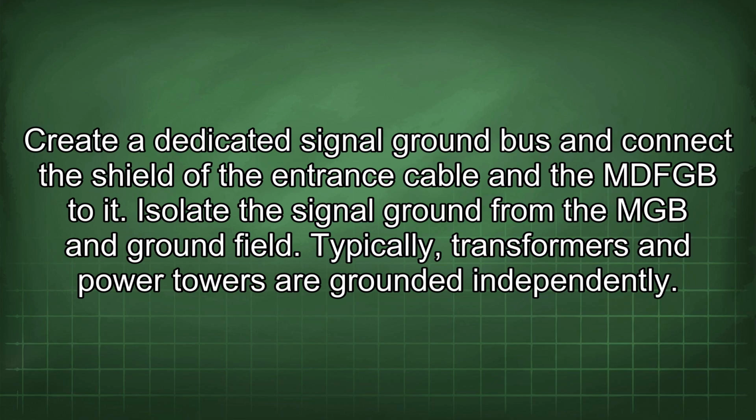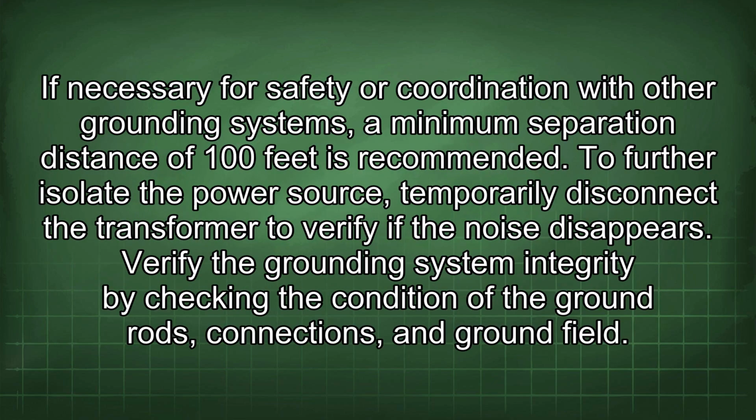Typically, transformers and power towers are grounded independently. If necessary for safety or coordination with other grounding systems, a minimum separation distance of 100 feet is recommended. To further isolate the power source, temporarily disconnect the transformer to verify if the noise disappears.